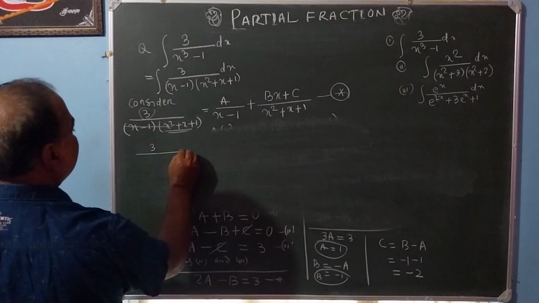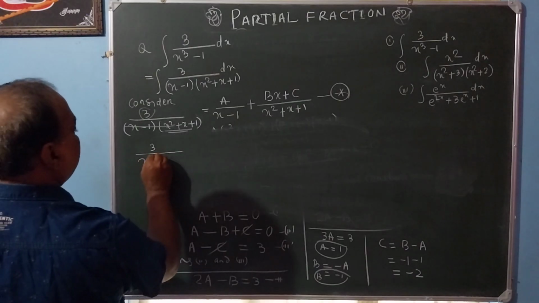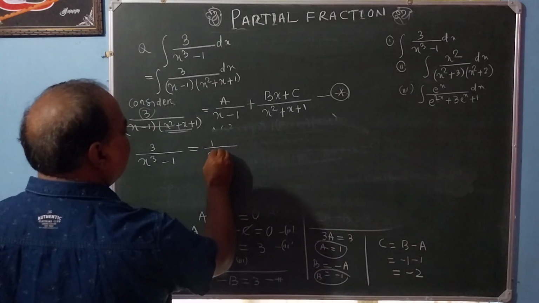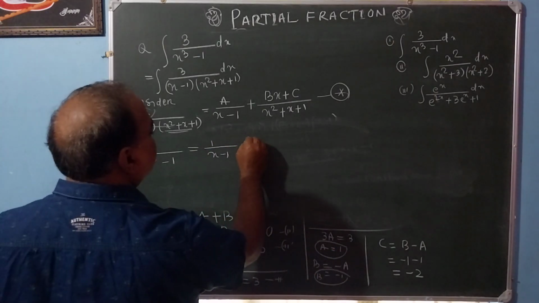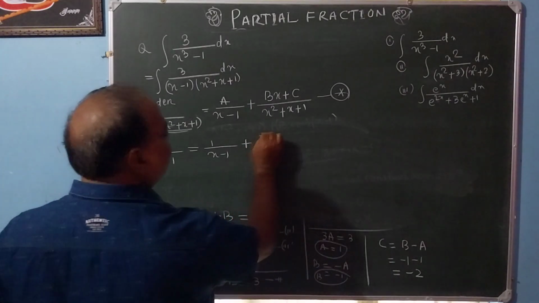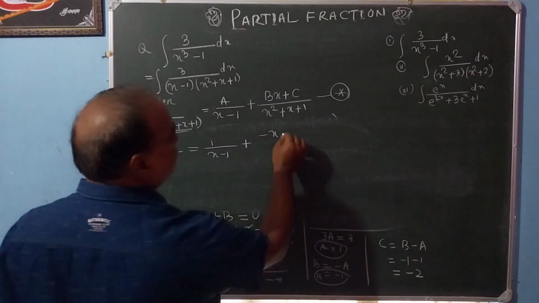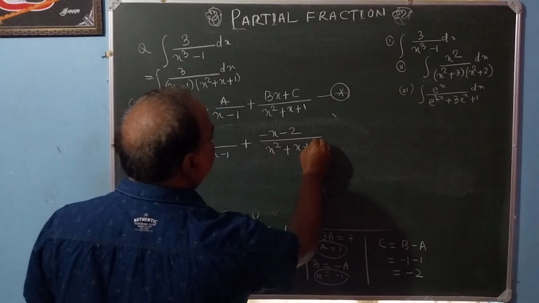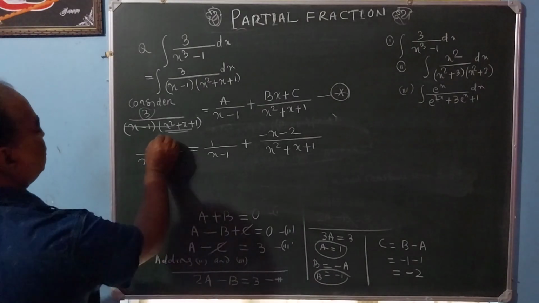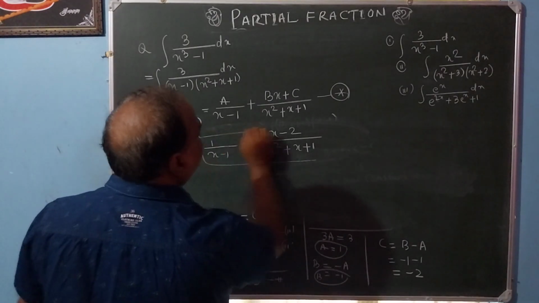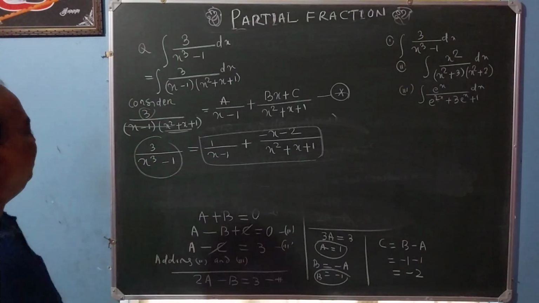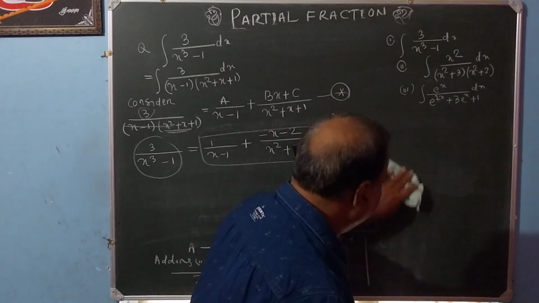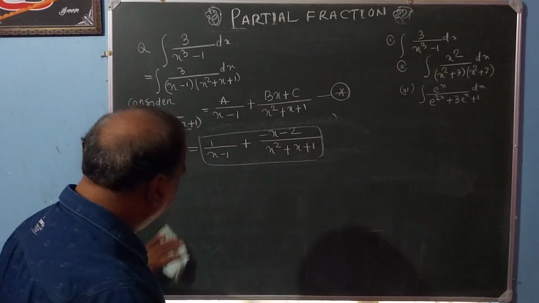3 by x cube minus 1 is equal to 1 by x minus 1 plus, b is minus 1 and c is minus 2, so minus x minus 2 over x square plus x plus 1. Now this is equal to this; after simplification of this, automatically we get this quantity. Now integrating on both sides with respect to x.